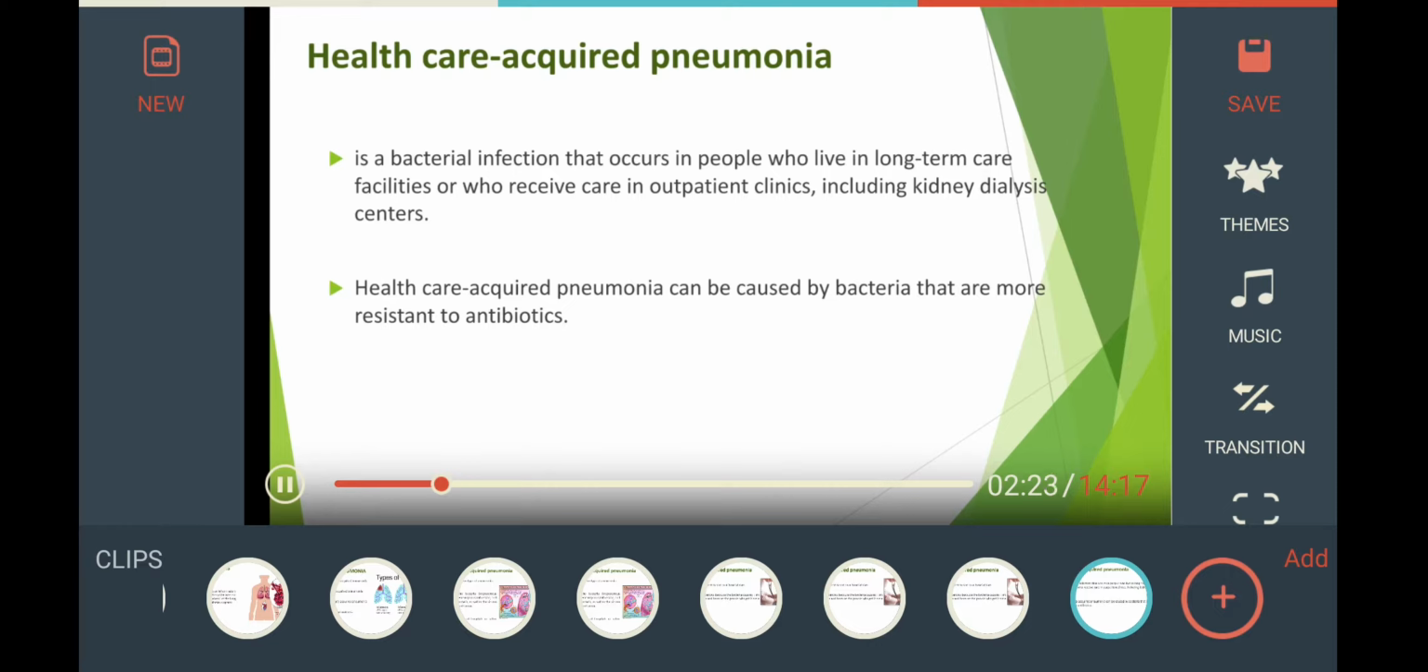Healthcare-acquired pneumonia is a pneumonia that you get when you are in a hospital or nursing home. It is generally considered more serious than pneumonia that people get in daily life. This is because the person with healthcare-associated pneumonia may already have a serious illness. It is often caused by bacteria that are more resistant to antibiotics, so it may be harder to treat.